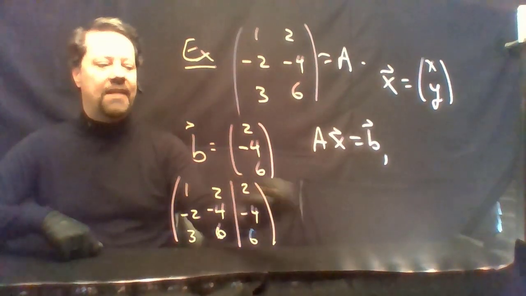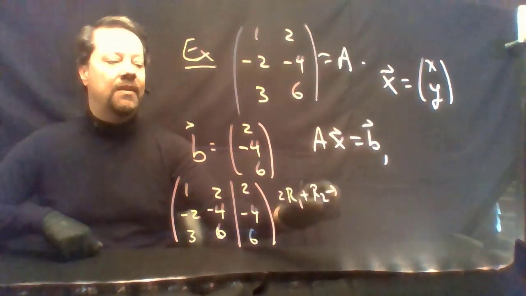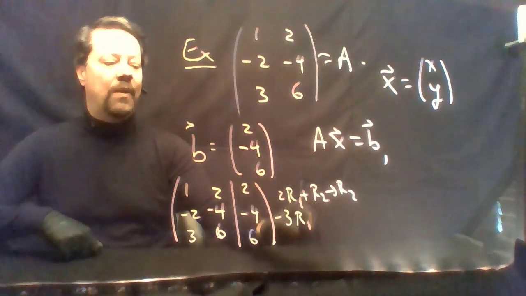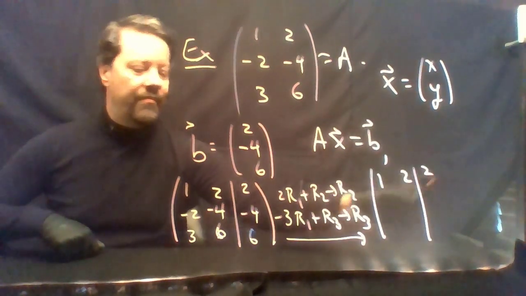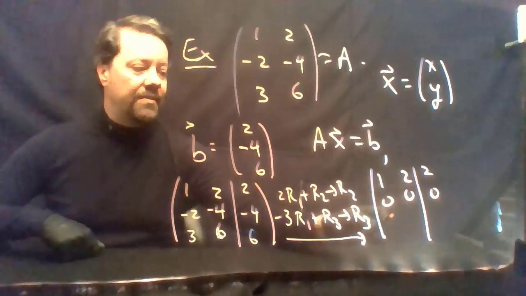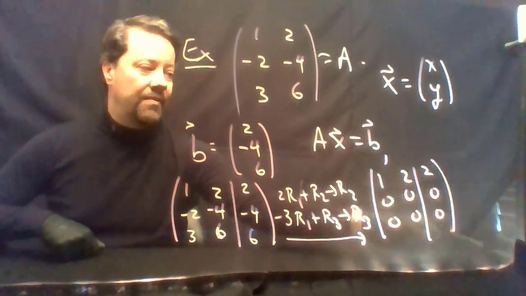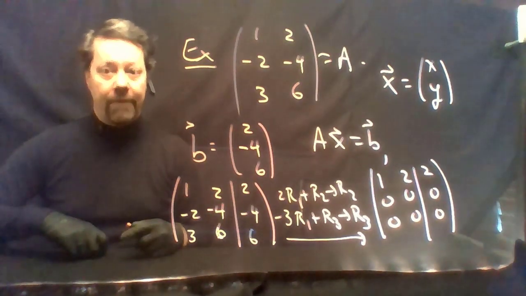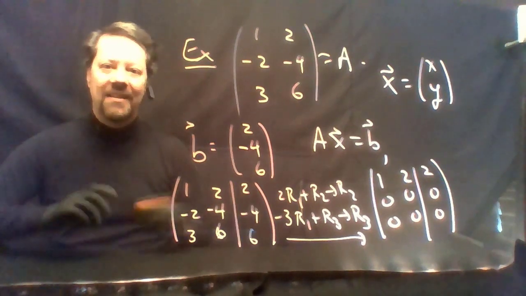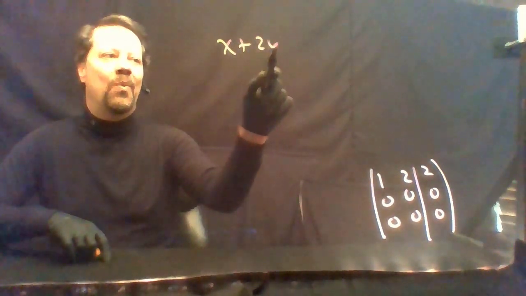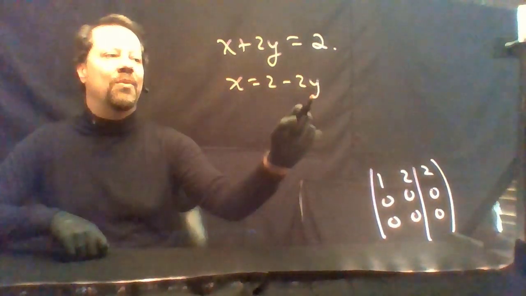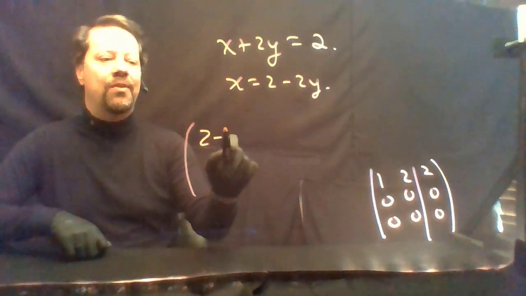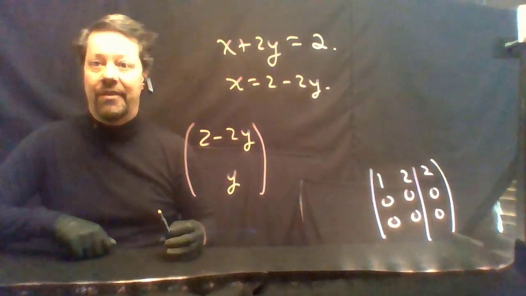Let's see, we'll do 2 times row 1 plus row 2 yields a new row 2, and -3 times row 1 plus row 3 yields a new row 3. We'll have 0, 0, 0, and then 0, 0, 0. We are now in reduced row echelon form. What is the solution? Well, there are infinitely many solutions. What's left represents the equation x plus 2y equals 2. X is 2 minus 2y. Whatever the solution is, x is going to be 2 minus 2y, where y is whatever it is.